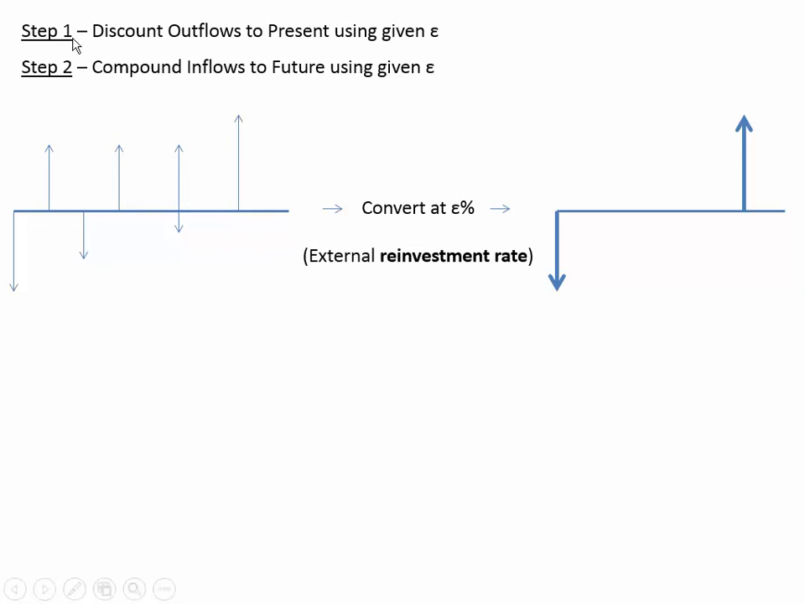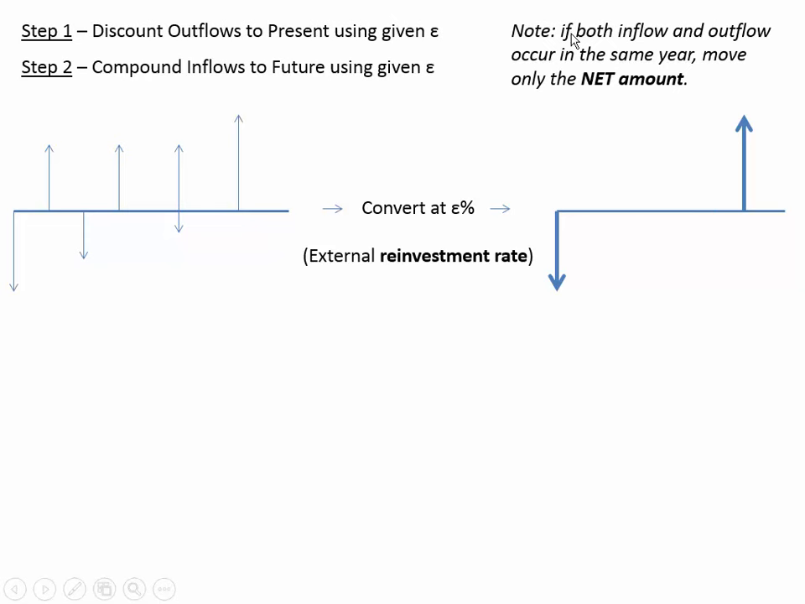So the first step, step one, is to discount the outflows to the present. So here are the outflows, the arrows pointing down. You take those amounts to the present. And that's what this bold line is indicating, that you've discounted those amounts to the present, and the interest rate you used was the given interest rate, epsilon, which is called the external reinvestment rate. And then the next step, step two, is you're compounding the inflows to the future. So those are these amounts.